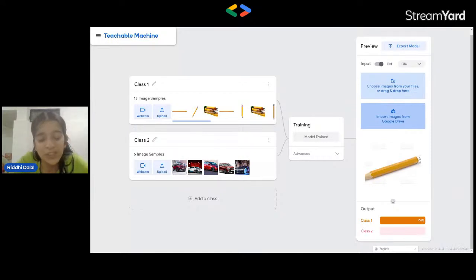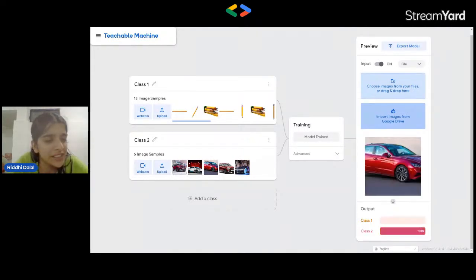Let us upload a picture of a car. Let us see what happens. Does the output change or remain the same? Okay, we have given the input of a car, and now see, class 2 has the maximum percentage. Let us upload something which is not related to both of these. Can we? Let us see what happens.